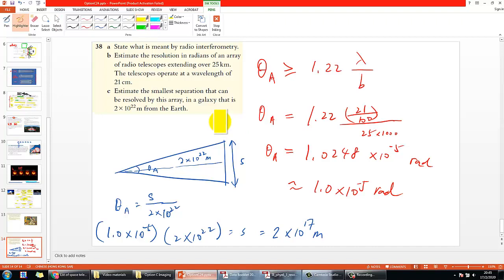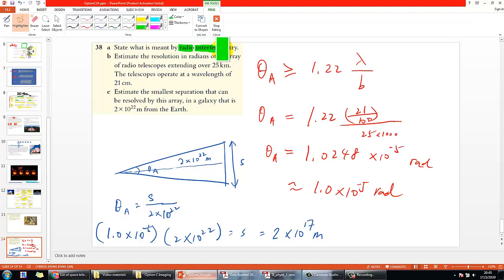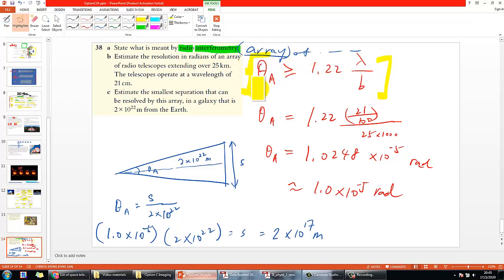Okay, so here's the answer. The first question is actually asking you what it means by radio interferometry. That means it's an array. So I think the most important words that you want to put down are array of radio telescopes, etc. And for part B, it's simply using this equation, as I said. So this is the angle for the minimum observing angle, and so you just substitute everything inside. Just be careful, this is cm, this is km, so divide by 100 and times 1000. You'll find the answer in radians, and that is simply the answer.